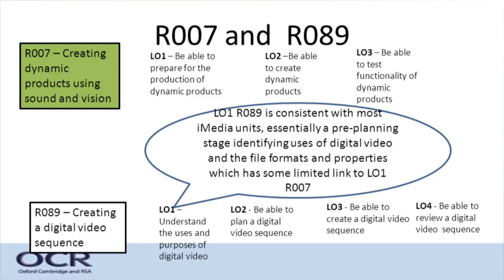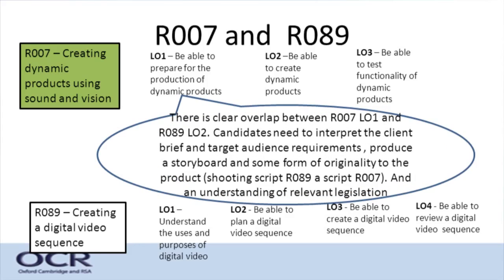LO1 R089 is consistent with most iMedia units, essentially a pre-planning stage identifying uses of digital video and the file formats and properties, which has some link to LO1 R007. There are few similarities between LO3 R007 and LO4 R089. LO3 R007 requires candidates to prepare a task plan and carry out testing during and post completion, whereas LO4 R089 requires candidates to review the product against the brief and identify areas for improvement.